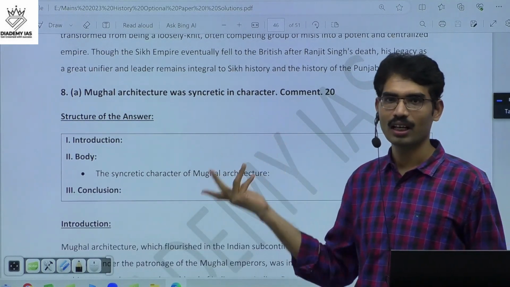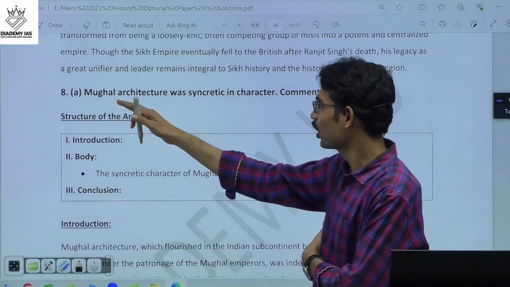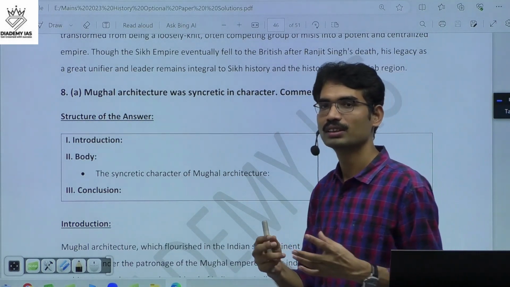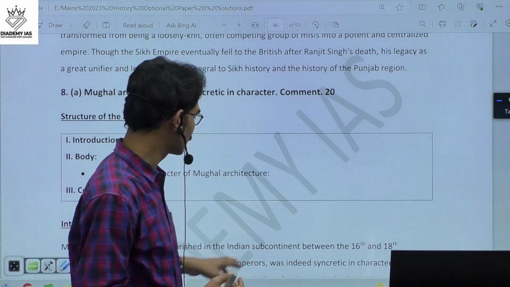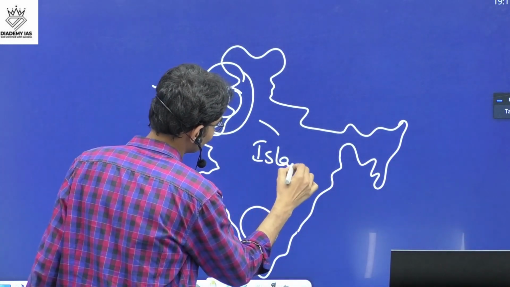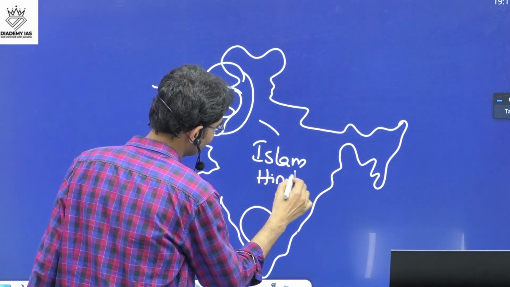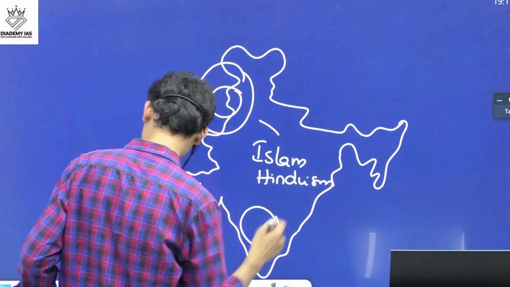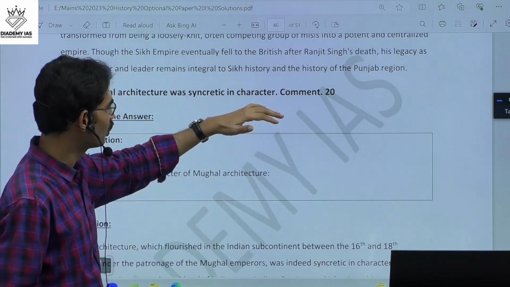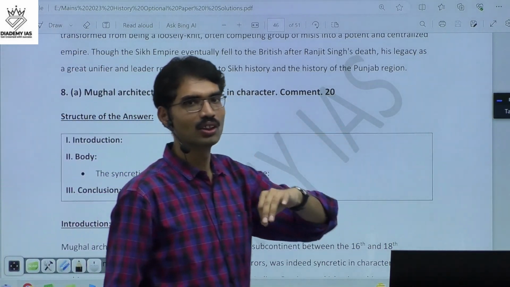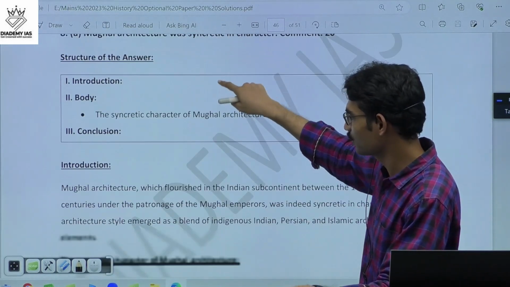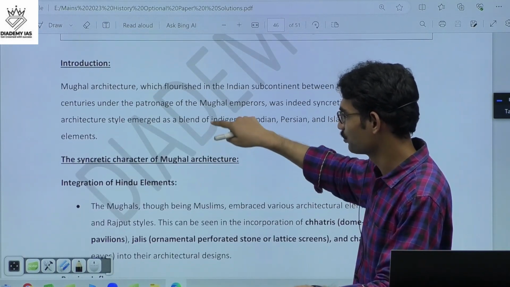And this is also another straightforward question. Mughal architecture was syncretic in character. Just mention what syncretic character means: Islamic characteristics, Hinduism characteristics, Persian characteristics, so European characteristics, whatever is there in architecture, just syncretic, you are going to mention it.